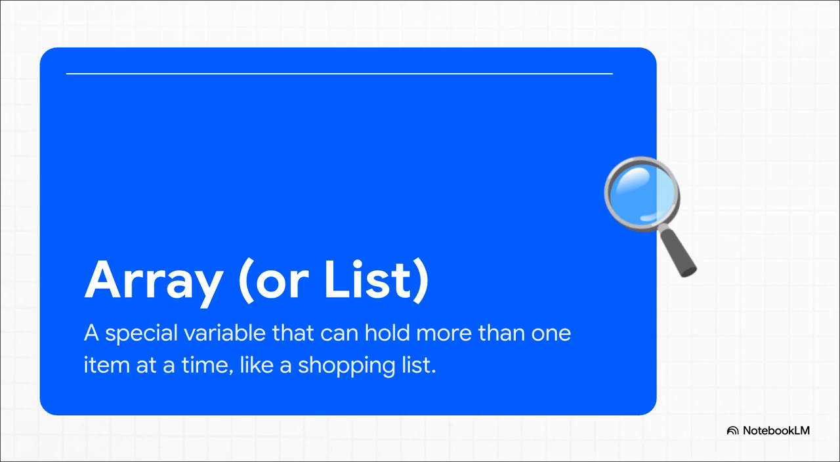Okay, but wait a second. If our bot is looping and asking for 3 answers, where does it put them all? A regular variable can only hold one thing. Well, that's where our next tool comes in, an array, or what's more commonly called a list. It's just a special type of variable that can hold a whole collection of items, just like a shopping list.